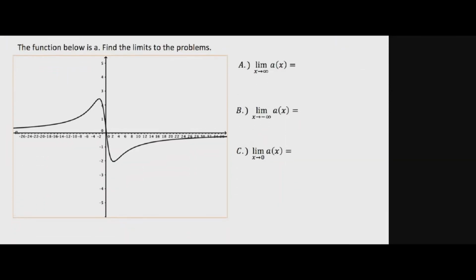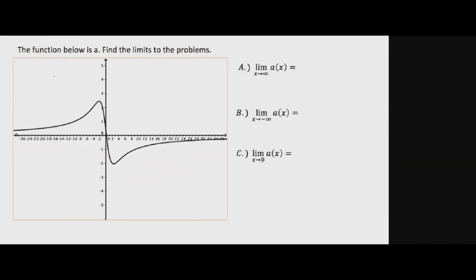Let's look at this last thing right here. What is the limit as x approaches infinity? As we approach infinity again, we're getting closer and closer to 0. And as x approaches negative infinity, again, it's going closer and closer to 0, the x-axis. Last but not least, what's the limit as x approaches 0?